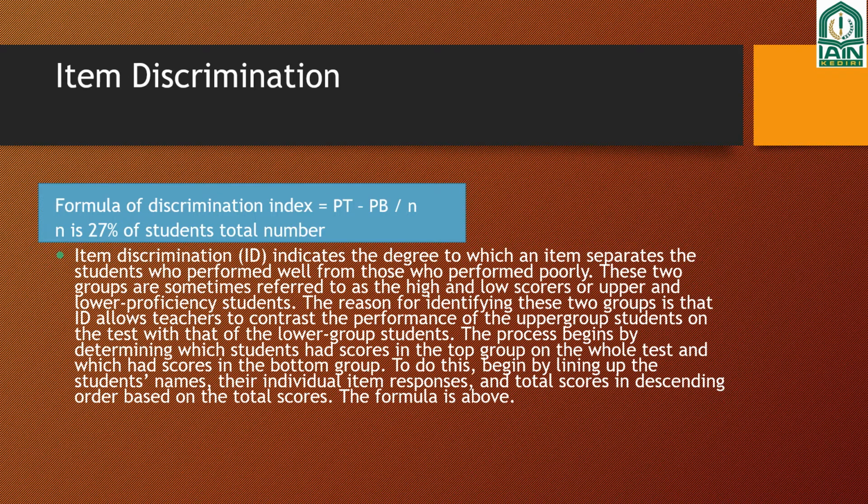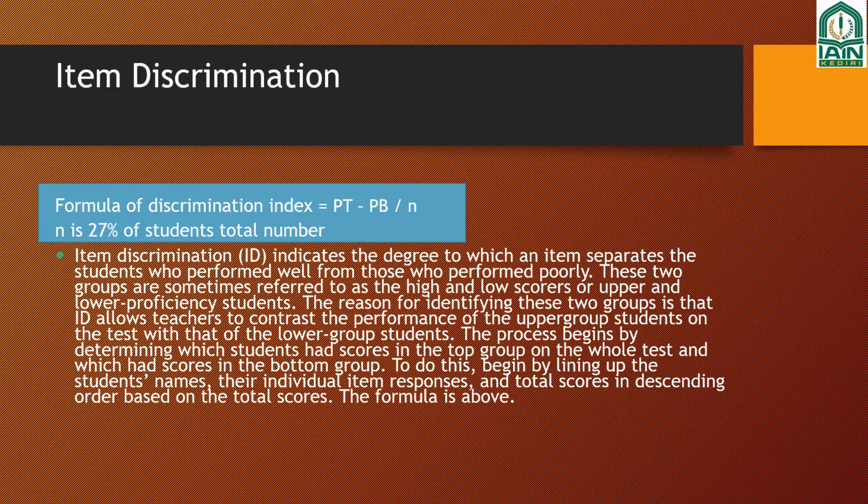The formula is PT as the upper students minus PB as the lower students, divided by N. So what is N? N is 20% of the student total number. Okay, let's recall the definition. Item discrimination or ID indicates the degree to which an item splits the students who perform well from those who perform poorly. So we can say advanced level and lower level. These 2 groups are sometimes referred to as the high and low scorers, or upper and lower proficiency students.